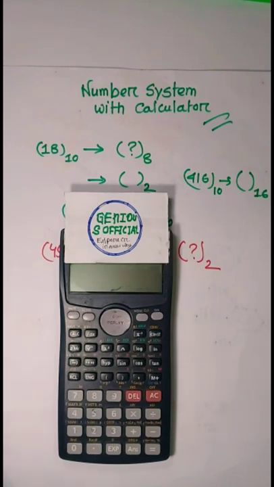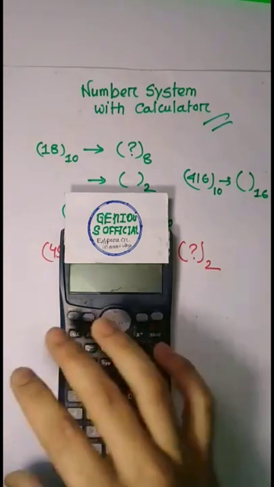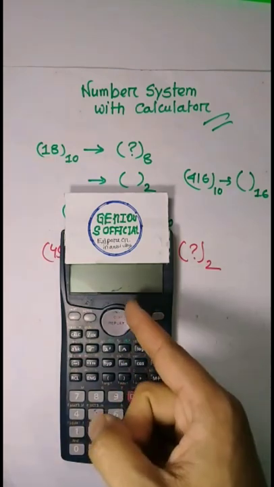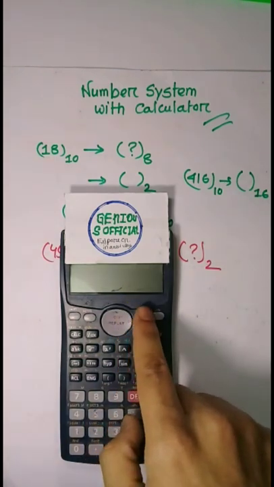So today we discuss the topic, the conversion of number systems. So let's see the topic. Firstly, we determine the mode. We can identify the mode button. This is the mode button, and tap it.